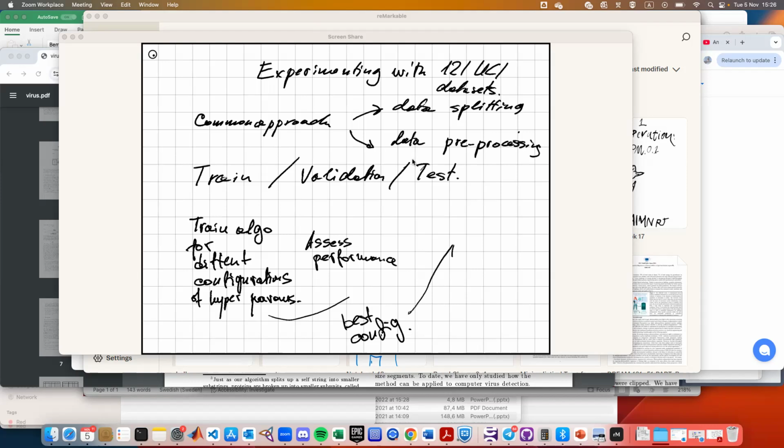Take the best config, and for this configuration you normally need to retrain, because for memory reasons you don't keep the previous models. If you do, then you just choose the one. But you retrain for this configuration and test on the test set.